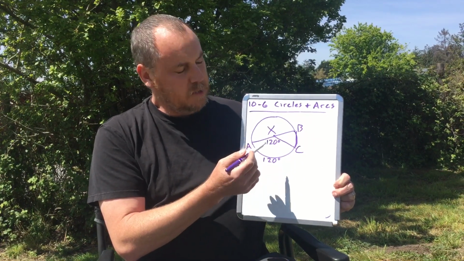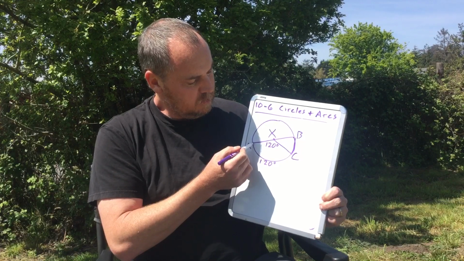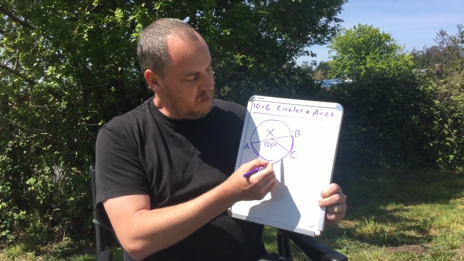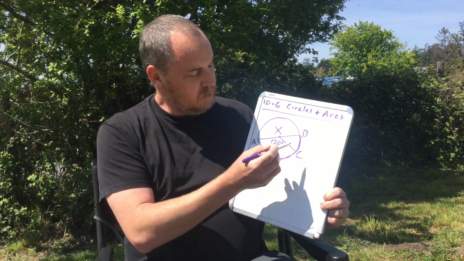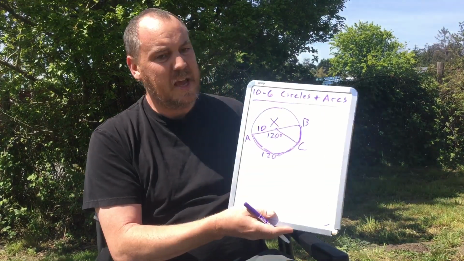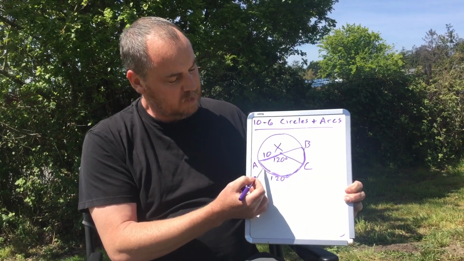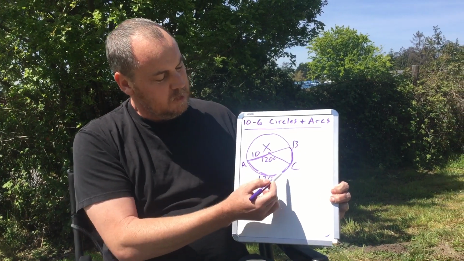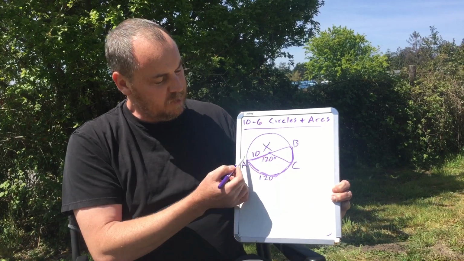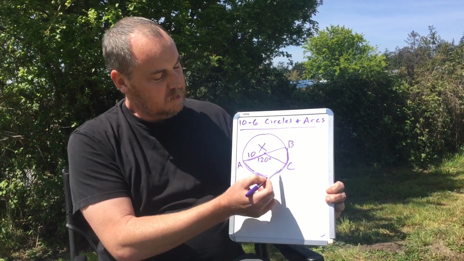So what you're going to try and do is find the length of that arc, okay? So let's say that we have a radius of 10. So I drew that in there. There's the radius 10, and I know the central angle is 120. That'd be the same as that arc right there. So my mission here is to try and find the length of arc AC, okay?